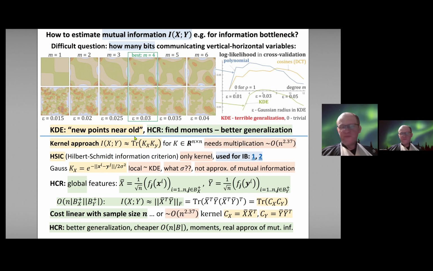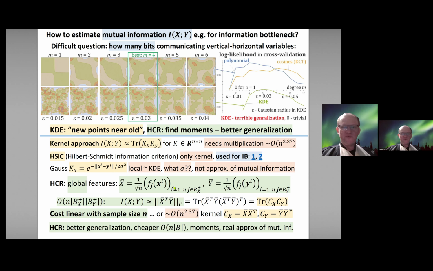So the better generalization is because connectivity estimation says that new points will be equal to the old points, while HCR just finds moments, which better describe the general behavior of the data. So in the kernel approach, we have these kernels, for example, Gaussians, but it's very costly. It's local. The question is how to choose the width of this Gaussian. It's not an approximation of mutual information, so it's something strange. We don't know how to interpret it.